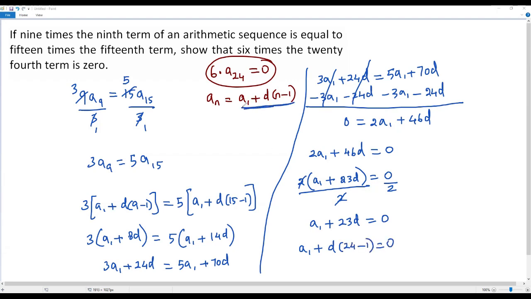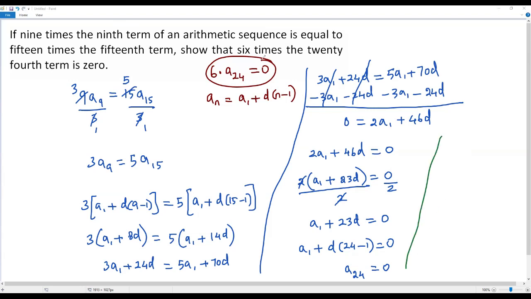Now let's consider the expression a1 plus d times n minus 1 equals an. This is the expression equivalent to the nth term. The expression we have here is exactly in this form: here we have a1, here we have d, and in the place of n we have 24. When we have n here, it represents the nth term, so when we have 24 here, this must represent the 24th term. That is, a24 equals 0. Now I have the value of the 24th term of the given arithmetic sequence.